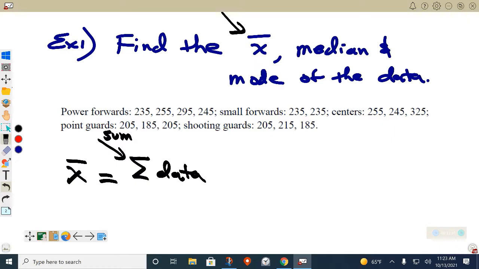Sumar in Spanish. What does sumar mean in Spanish? Sumar means to add up. Yeah, like summary. The word summary means to add up what happened. Summarize: add up what happened in a few words. So the sum of the data divided by the number of data values.